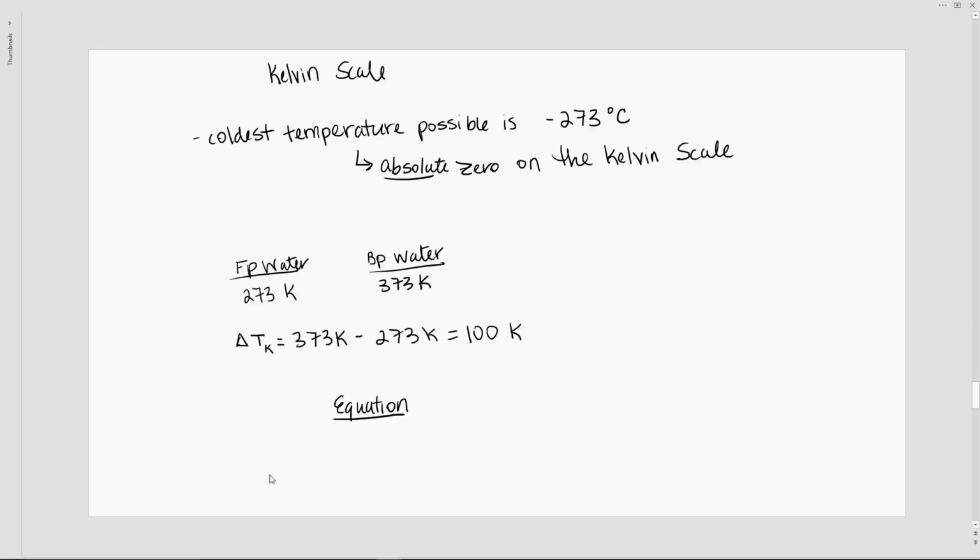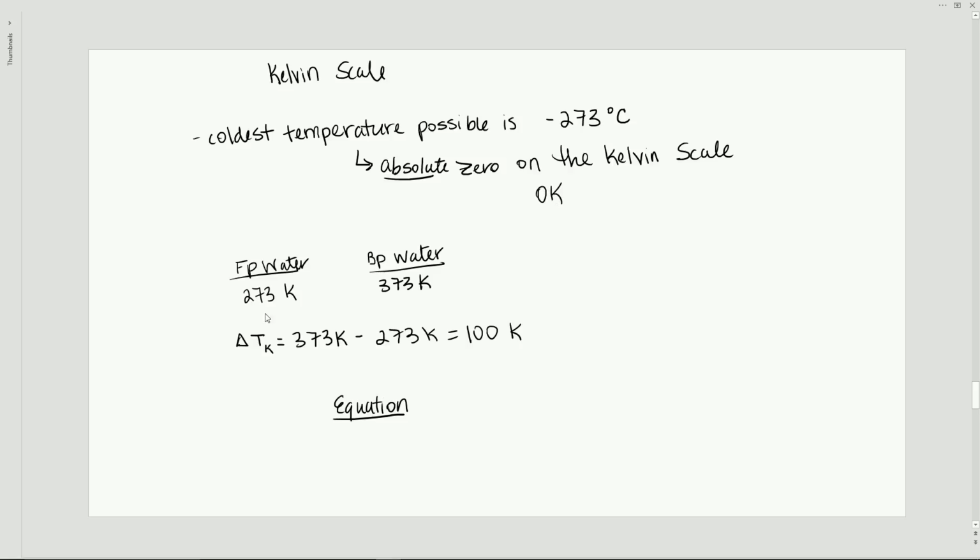Next we'll talk about the Kelvin scale. Scientists have figured out that the coldest temperature possible is negative 273 degrees Celsius. On the Kelvin scale, this is considered absolute zero. So that is 0 Kelvin.